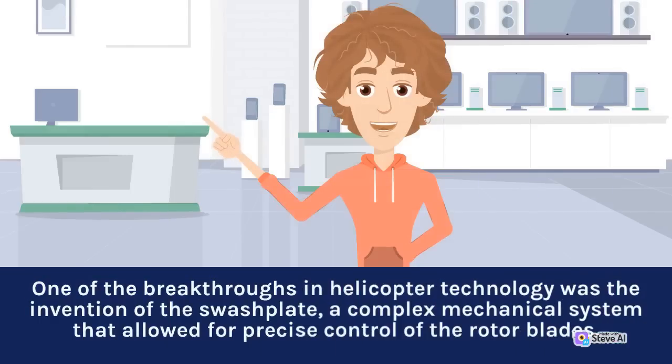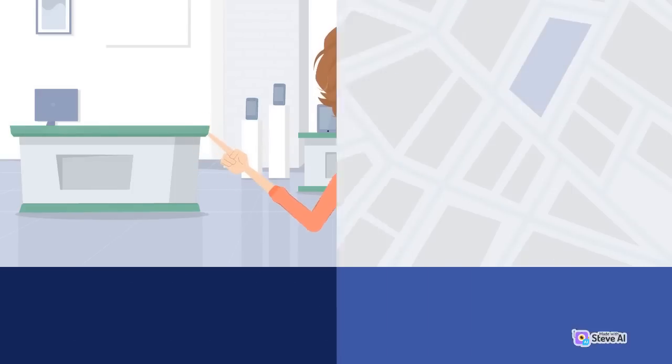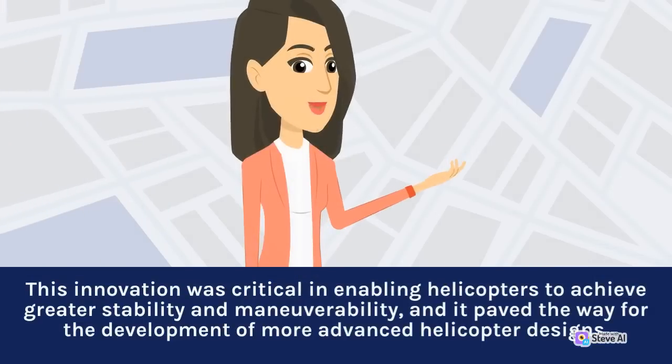One of the breakthroughs in helicopter technology was the invention of the swashplate, a complex mechanical system that allowed for precise control of the rotor blades. This innovation was critical in enabling helicopters to achieve greater stability and maneuverability, and it paved the way for the development of more advanced helicopter designs.